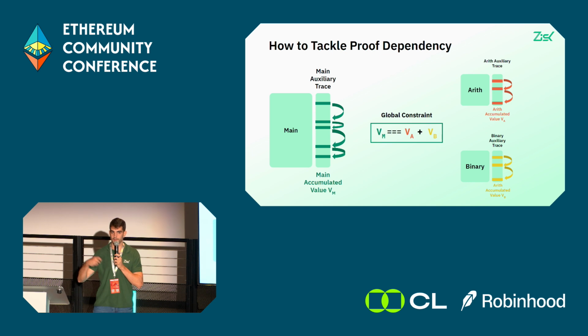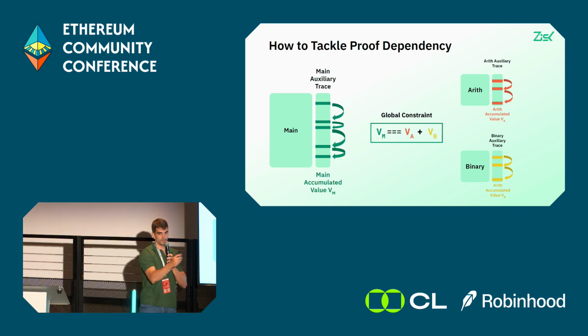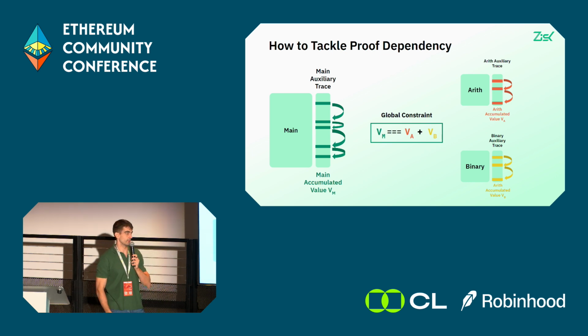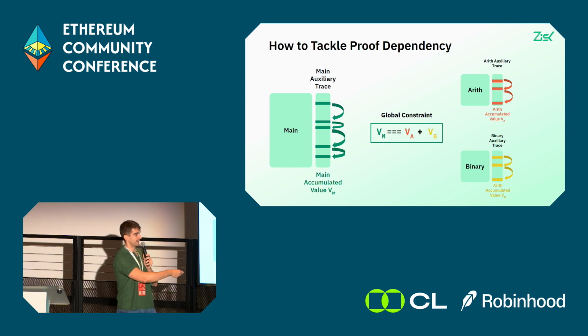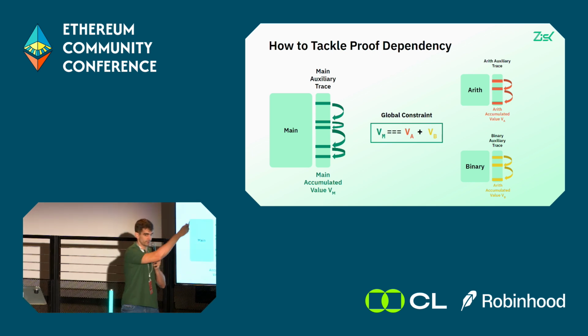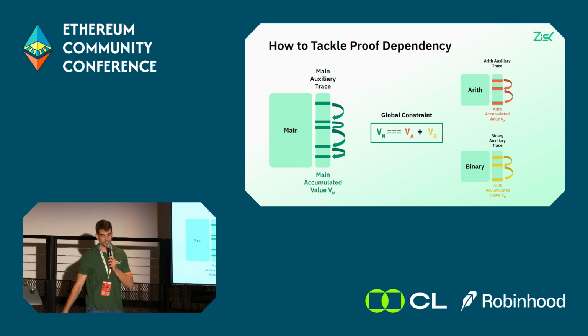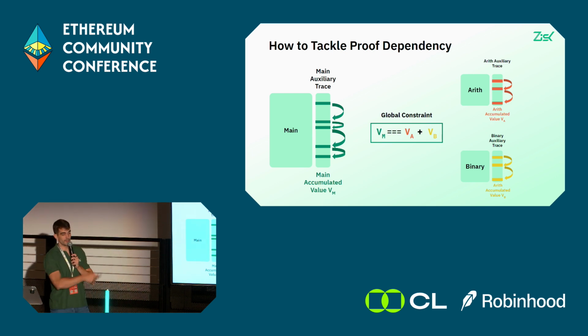Okay, this can be repeated for all the components, right? Because, for example, the main processor communicates through the bus with many other components, okay? So at the end, you have the accumulated value of the main processor, you have the accumulated value for all the components, and you prove that all the sums are equal to the main sum.